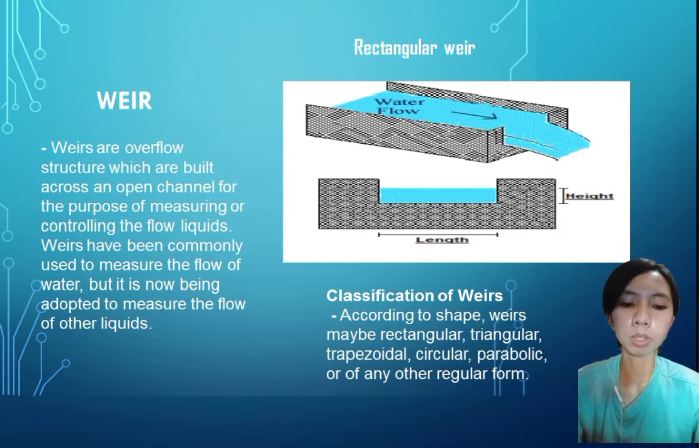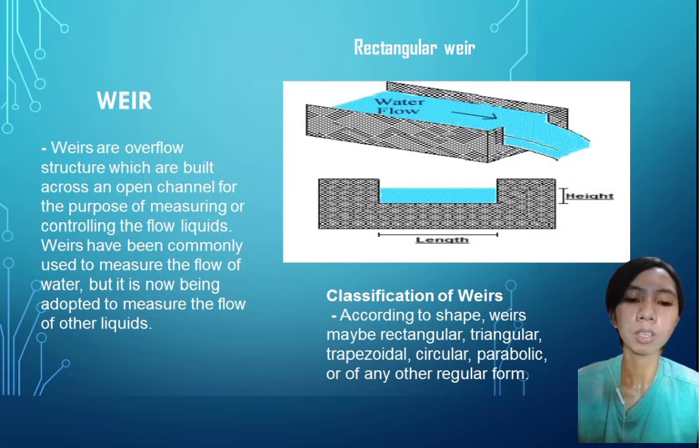Weirs have been commonly used to measure the flow of water, but are now being adapted to measure the flow of any liquid. So based on the picture or the text, the weir is a barrier across the width of the river or the dam that alters the flow's characteristics of water and usually results in the change of the height of the river.